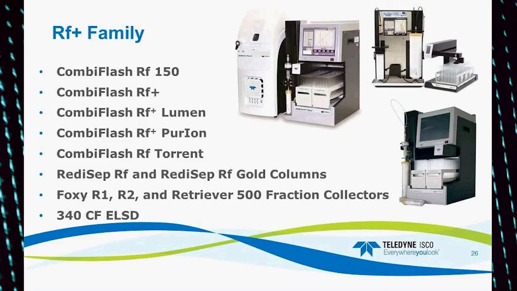The last thing I just wanted to go through is our CombiFlash Rf product family. We have the CombiFlash Rf 150, which is a low-cost economical product. We have the CombiFlash Rf Plus, the Lumen, the Purion. The Lumen is our built-in ELSD. We have the CombiFlash Rf Torrent for large-scale work, regular ReadySep Rf and ReadySep Rf Gold columns, 3 different fraction collectors that can be standalone units, and we have a standalone CombiFlash ELSD detector that can be interfaced with either the RF Plus or the Torrent.